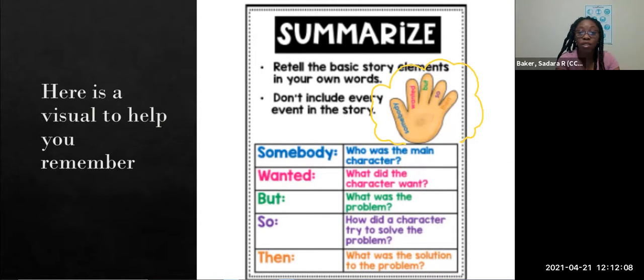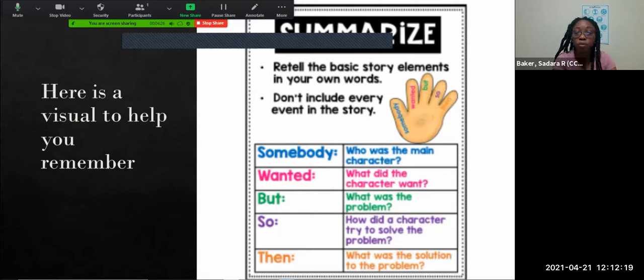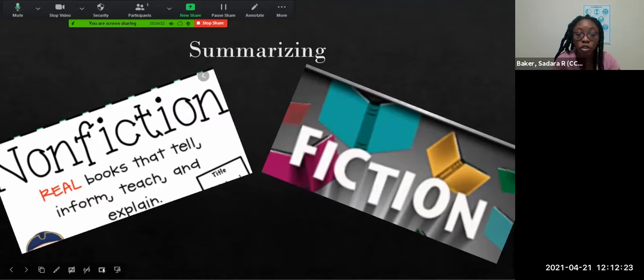And summarizing isn't just for fictional stories, guys. Summarizing is for fiction and nonfiction. So when stories are real and true, you can apply the same strategies that Ms. Baker showed you today. All right.